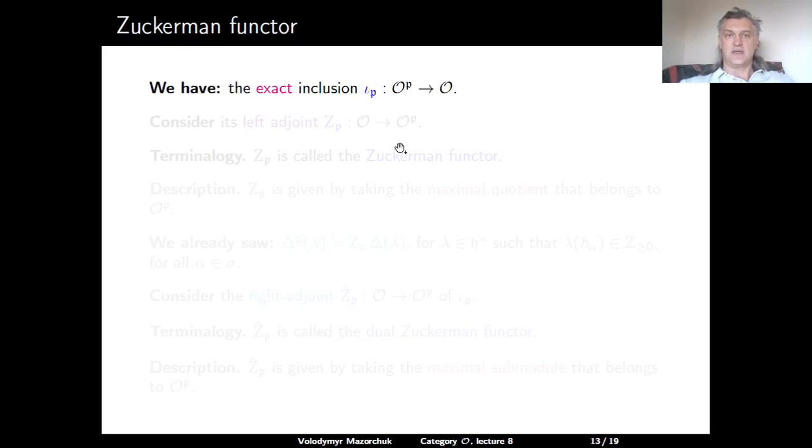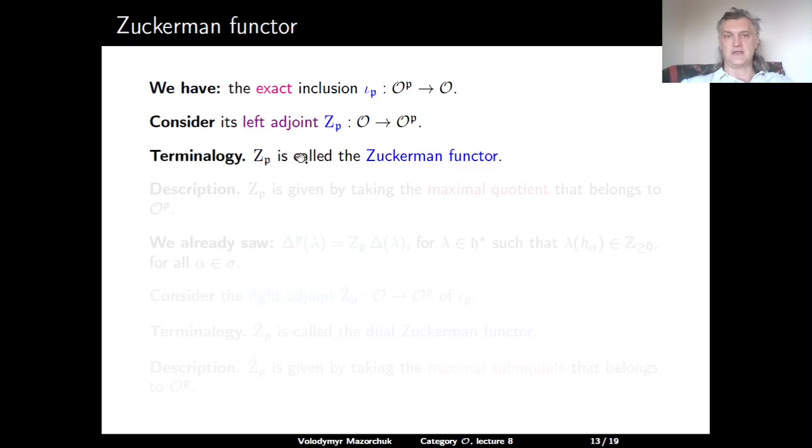So we start with an exact inclusion IP from OP to O, which is given by definition of the category OP. Since this functor is exact, it has both a left and a right adjoint. Let's denote the left adjoint of it by ZP. So this functor ZP from O to the parabolic category is called the Zuckerman functor.